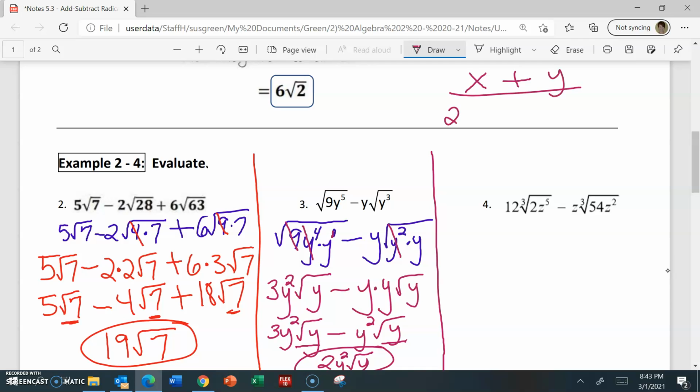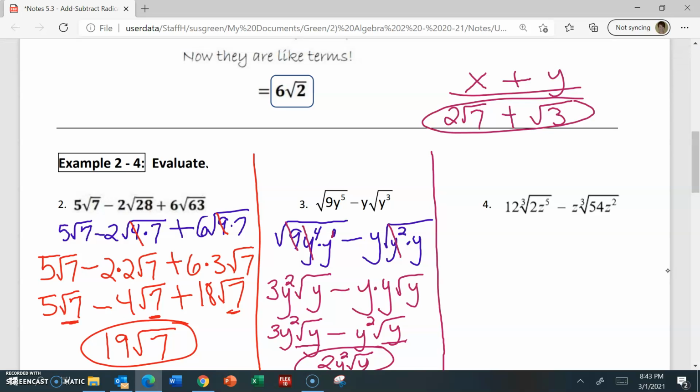So if you had 2 radical 7 plus radical 3, there is nothing you can do to simplify those. So your final answer, you would leave something like that. So don't worry if you encounter that in your homework or in your notes. Okay. All right, let's wrap up the front.